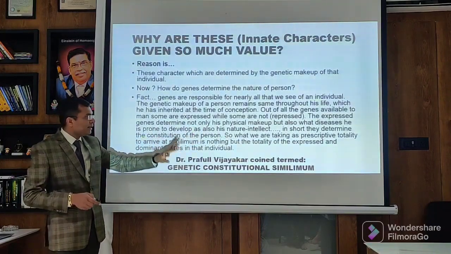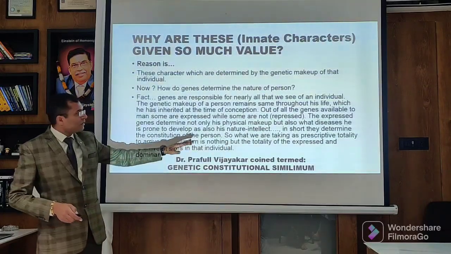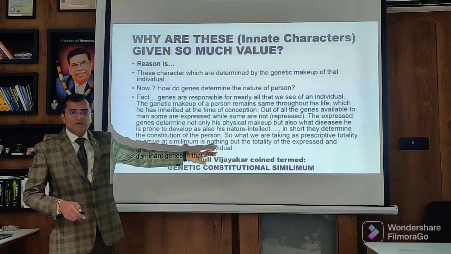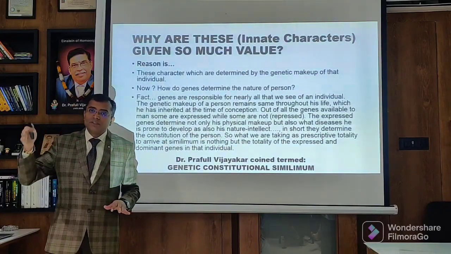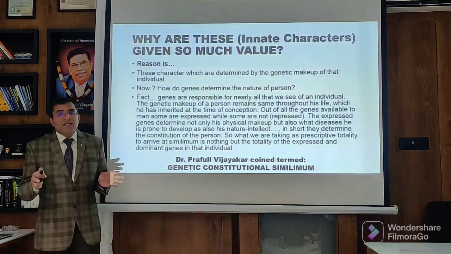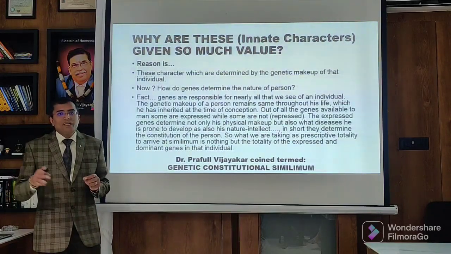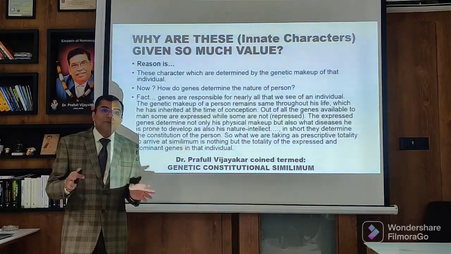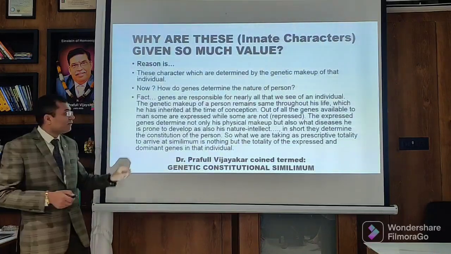We have the theory of the genes, Mendelian theory. The expressed genes determine not only his physical makeup, but also what disease he is prone to develop, and also his nature and intellect. Right now scientists have not reached why this person is behaving like this, because it is all engrafted from the genes. Up till now, 23,000 genes are decoded, but we have more than 70,000 genes in our human body which cannot be decoded. And this represents certain natural traits, certain tendencies. So this is what we have to understand.